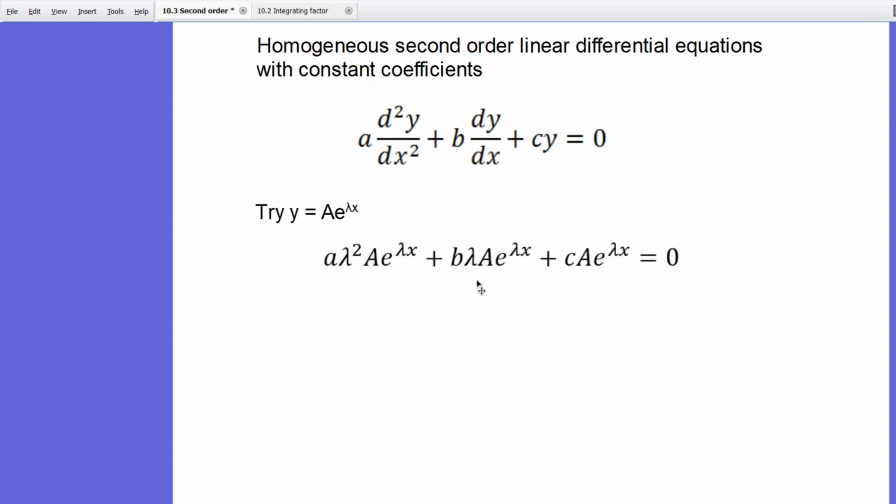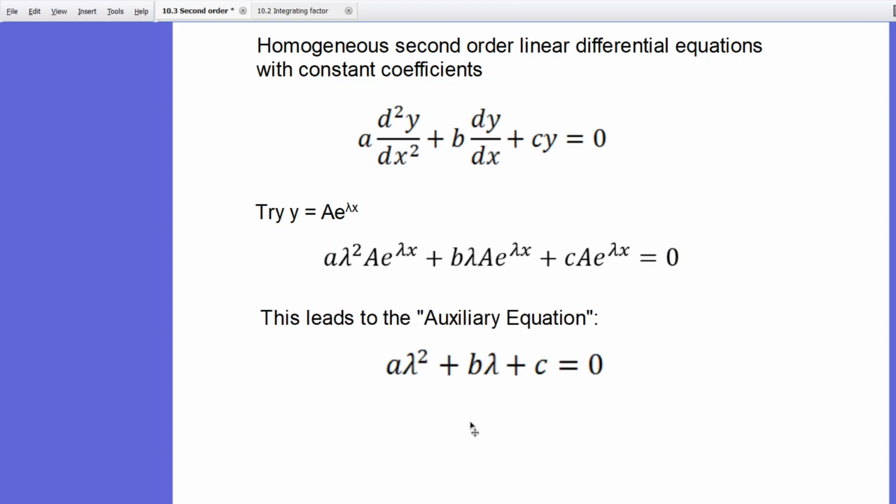We get lambda and lambda squared from differentiating y once or twice. But since e to the lambda x can't be 0 and we're taking a not to be 0, we end up with a quadratic equation known as the auxiliary equation. Now, depending upon the value of the discriminant for this quadratic equation, we might have two real roots, one repeated real root, or two complex roots. And these lead to three different possible sorts of solution to the differential equation.